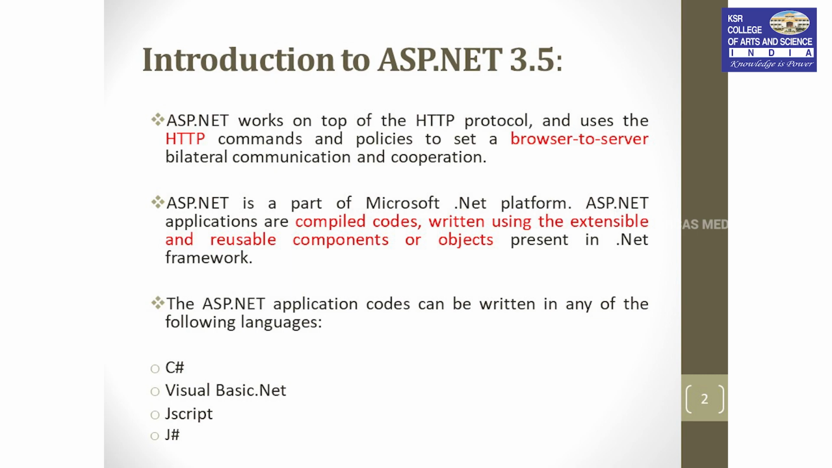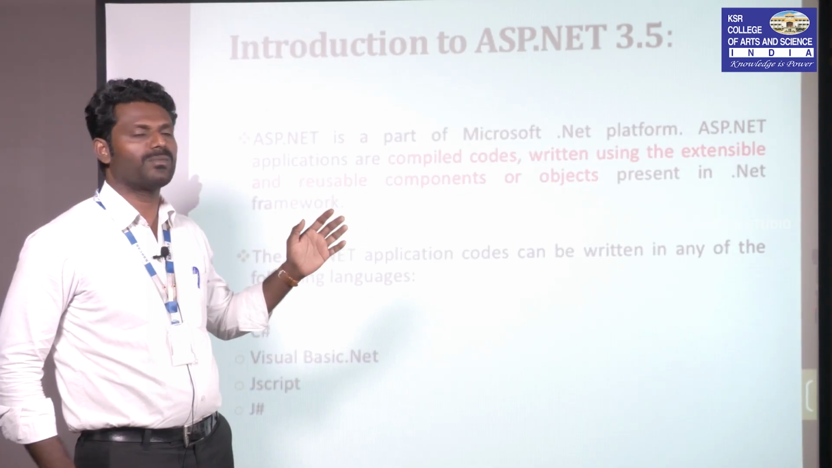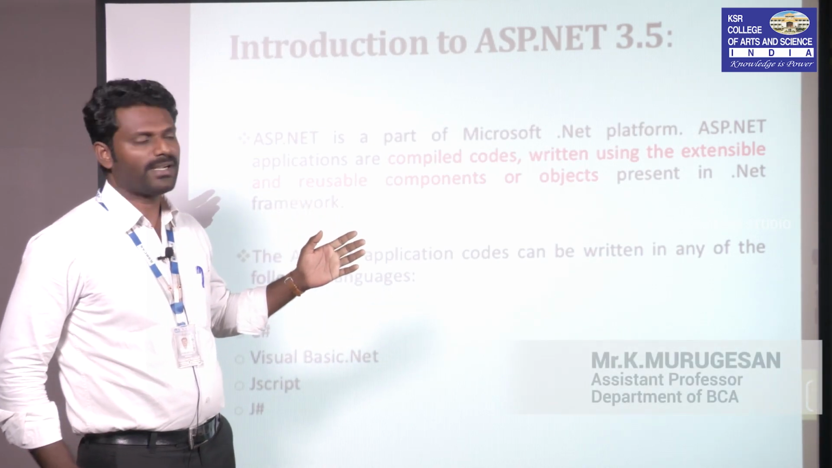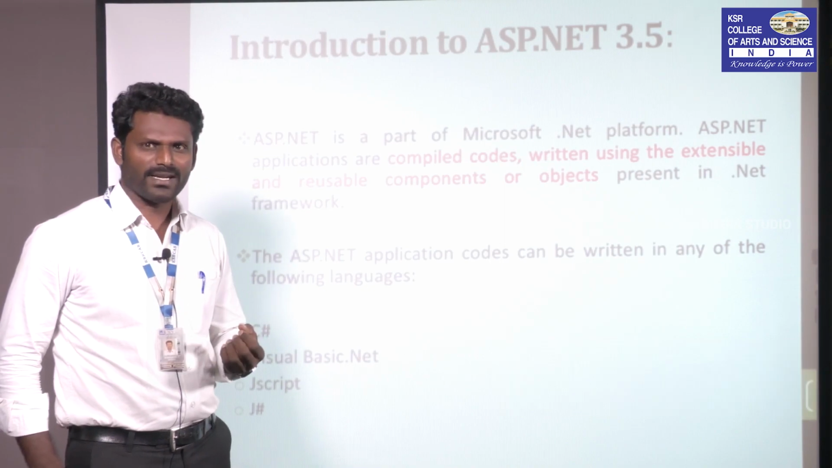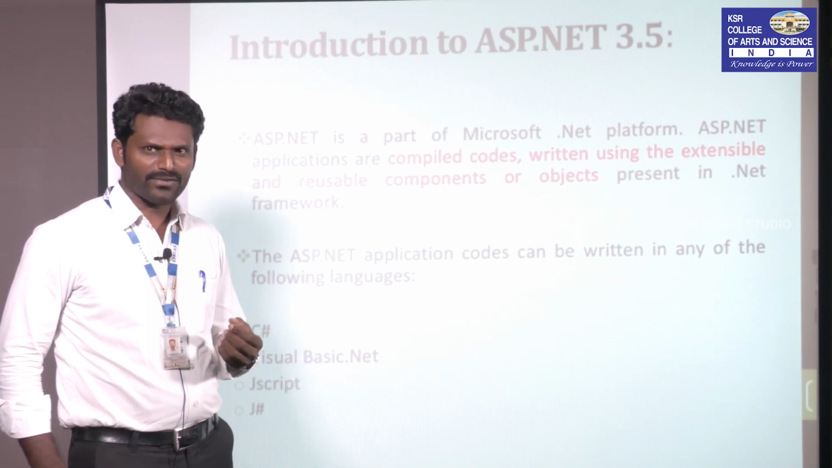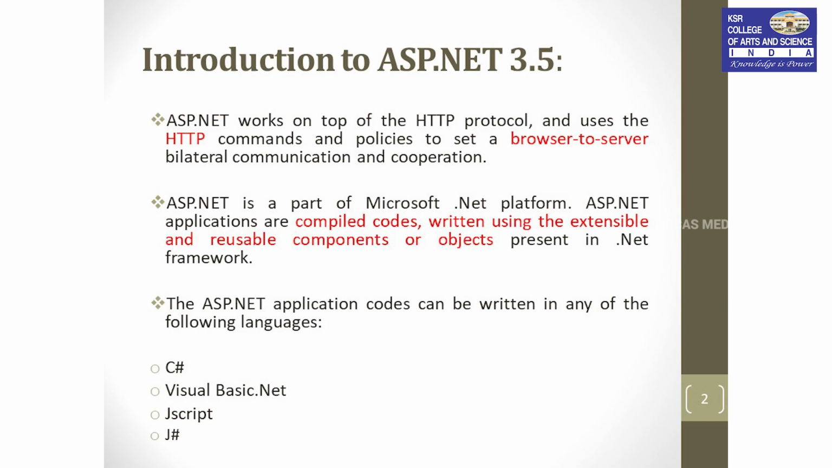.NET is a part of the Microsoft platform. ASP.NET applications are compiled and written to work with more than 48 supported languages, and the framework is made of more than one thing working together. It supports more than 48 languages, for example, C#, Visual Basic, J#, etc.